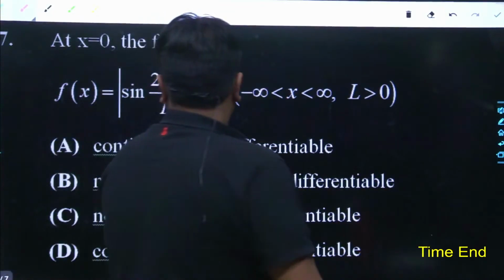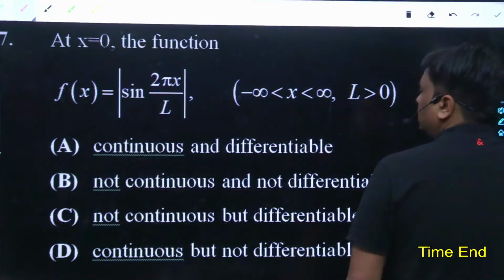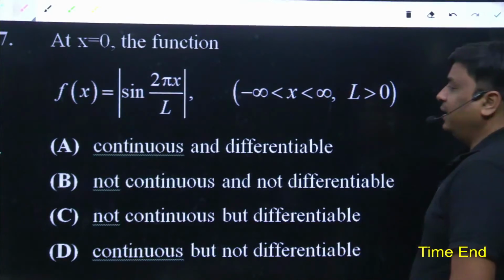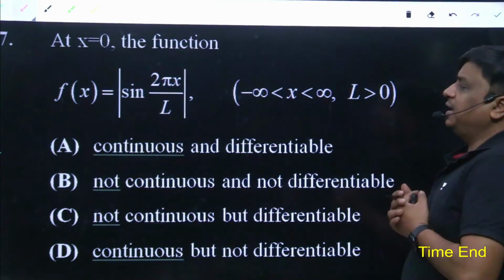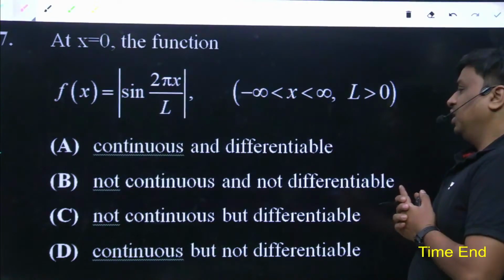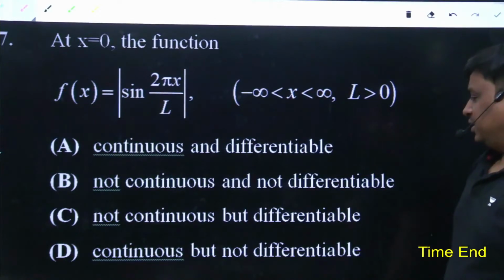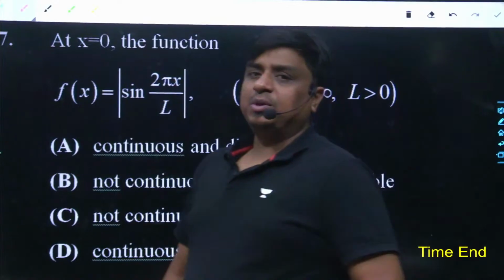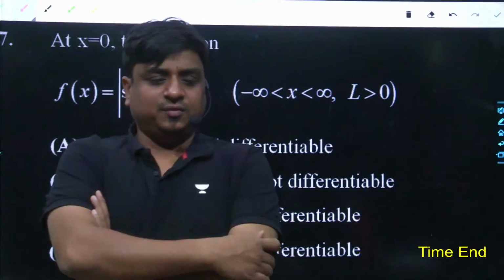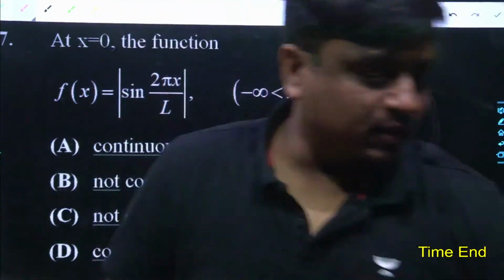A well designed question. Modulo of sine of 2 pi x divided by L. At x equals 0, the function is: continuous and differentiable, non-continuous and non-differentiable, non-continuous but differentiable, or continuous but not differentiable. Read the problem carefully and tell me what could have been the best answer for this given question.